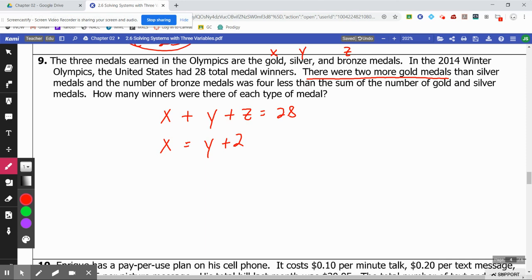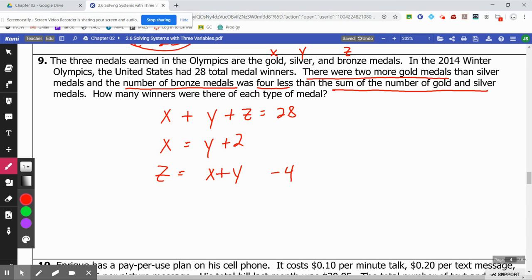The last part says the number of bronze medals, and we know that the number of bronze medals was Z, is equal to 4 less, so that'd be something minus 4, than the sum of gold and silver. So gold and silver was X plus Y. You don't really need parentheses around it because it wouldn't really do anything. So the number of bronze would be X plus Y minus 4.